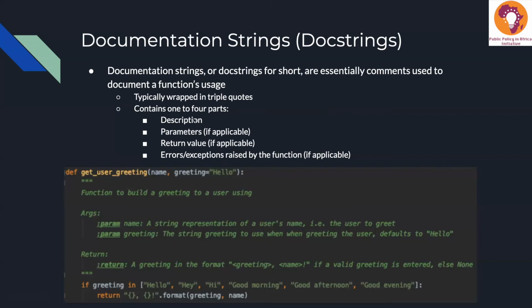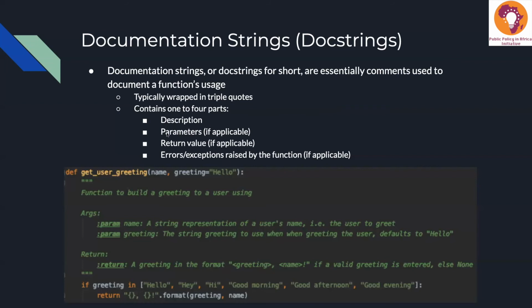So a doc string typically contains 1 to 4 parts. At an absolute minimum, every doc string should contain a description of your function. You should always call out what it does here. So in this particular doc string, I have my get user greeting function that we had previously, and I'm describing the function, saying it's a function to build a greeting to a user. So this is the description of my function.